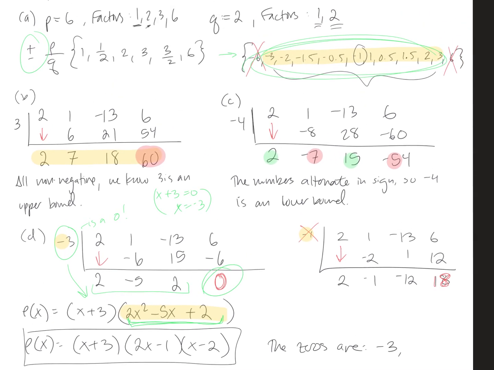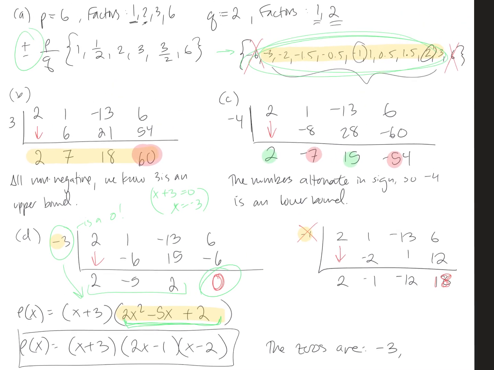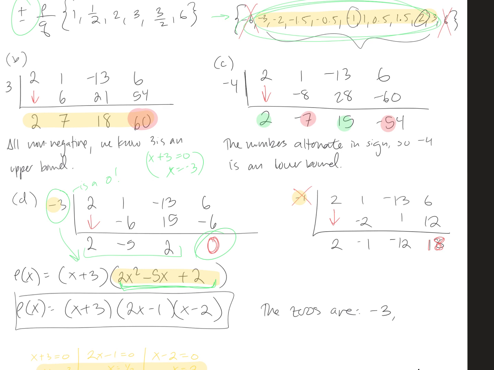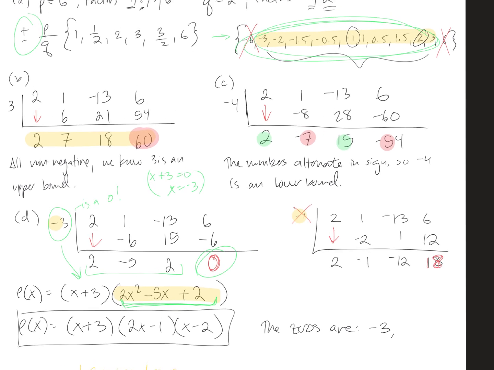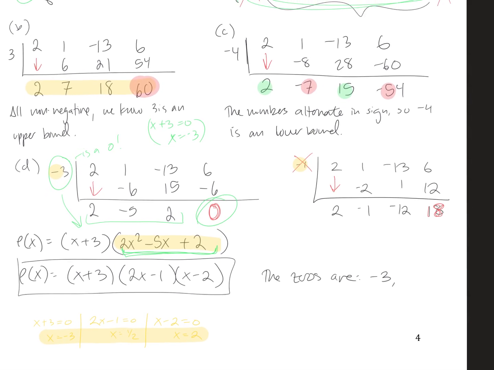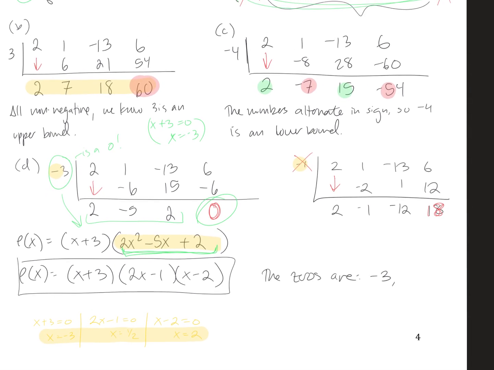Were they in our possible zeros? Yep, there's the 2. There's the positive half. And there's that negative 3. So again, they all were from the possible zeros. But we know these are the ones because we factored them and we came from the long division. So my zeros are negative 3, positive half, and 2.